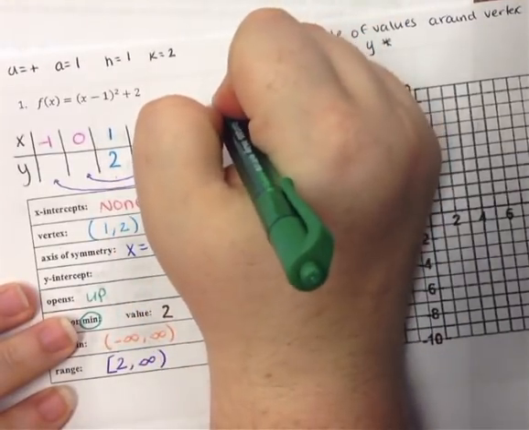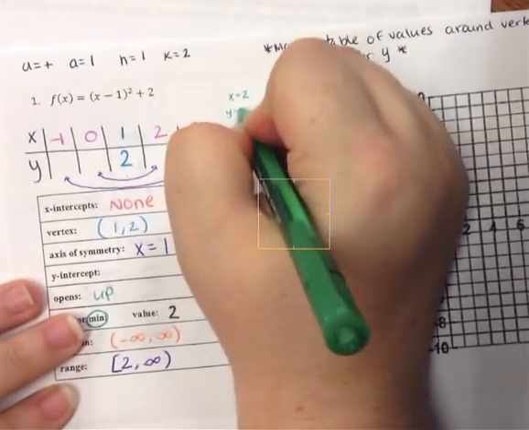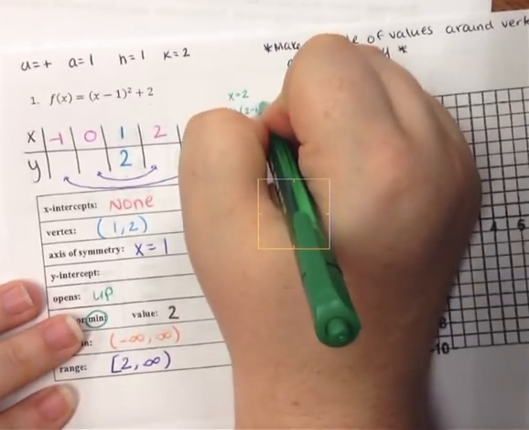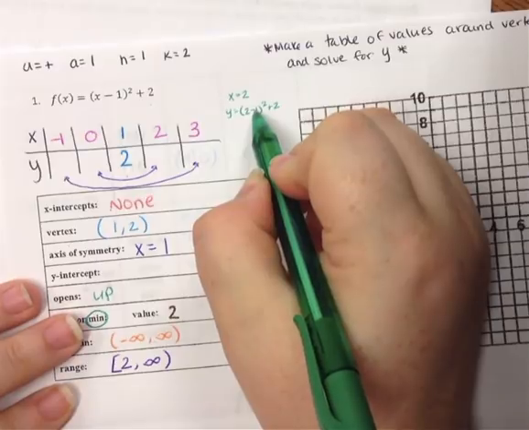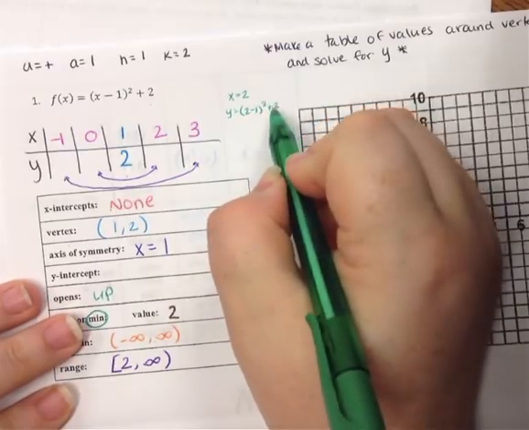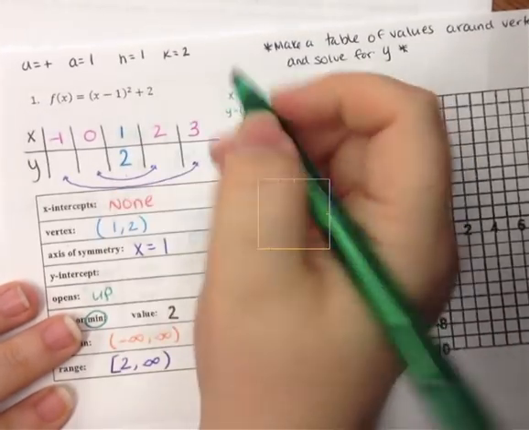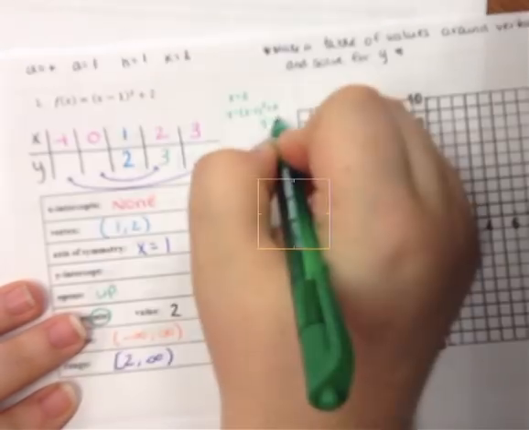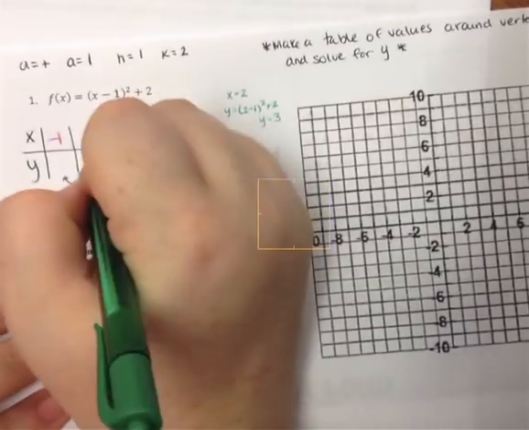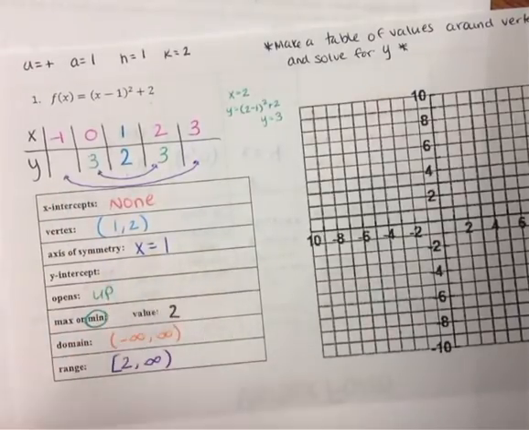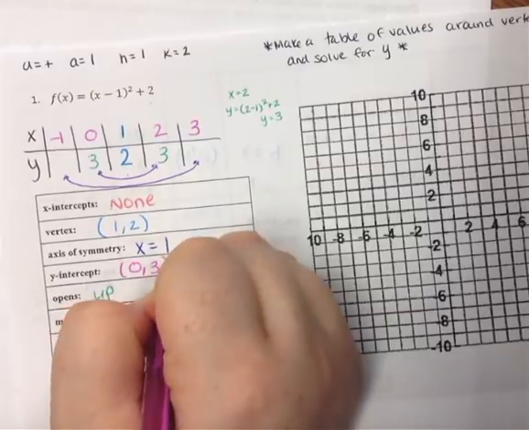So if I say x equals 2, I'm going to plug it into my equation. So y equals (2 minus 1) squared plus 2. 2 minus 1 is 1, squared is still 1, plus 2 is 3. So this y is equal to 3. I can put 3 right here, because that's y equals 3 when x is 2. That means that my y-intercept is also at 0, 3. So down here when it says y-intercept, I can go ahead and fill that in: 0, 3.